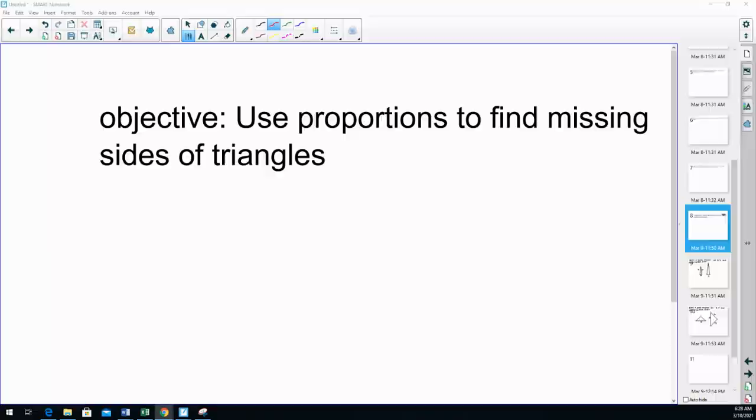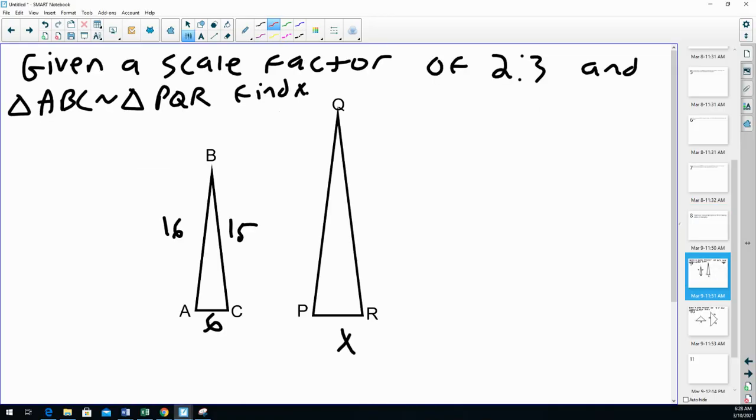Hello everyone, so today we're going to use proportions to find missing sides of triangles. So we're going to do something called scale factor. Given a scale factor of 2 to 3 and triangle ABC is equal to the triangle PQR, find x.